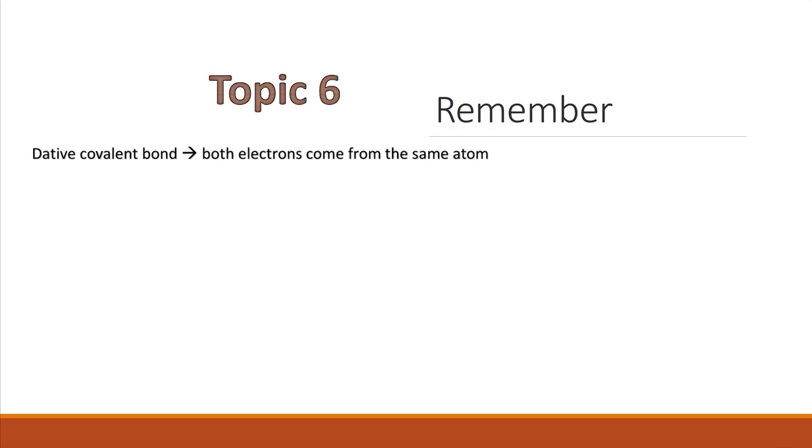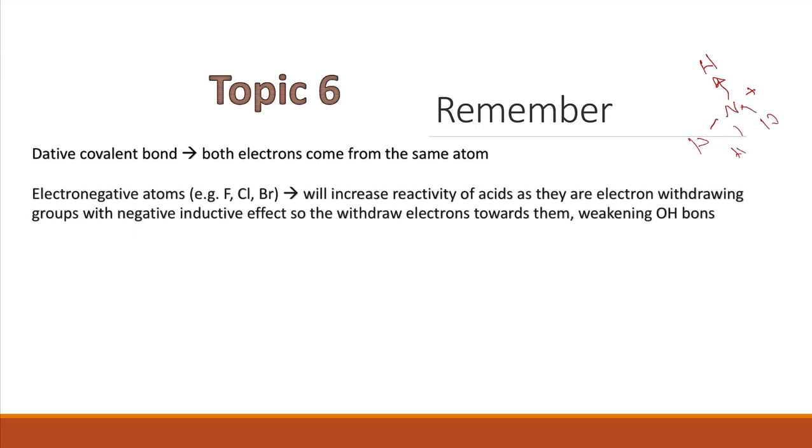Please remember the dative covalent bond is the bond when both electrons come from the same atom, like in ammonium. So you have the NH3, and then you have the ammonium ion where the lone pair of electrons from the nitrogen is the source of the bond. This is called a dative covalent bond.